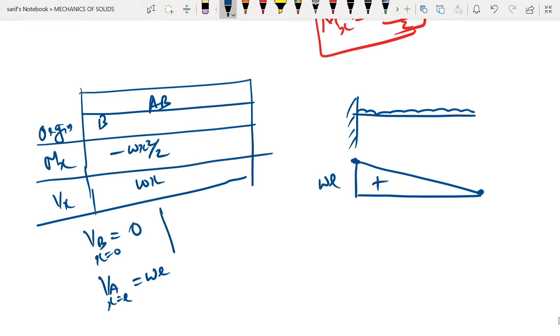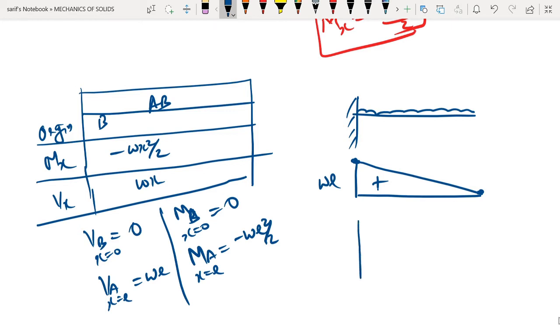Next is to draw the bending moment diagram. We have the expressions. We need to find it at B. At B, x is equal to 0. If you substitute, you will get MB is equal to 0. And at A, we have x equal to L. If you substitute, you will get minus WL square by 2. And if you look, what we are having is a quadratic variation, that is ax square plus bx plus c, and we have a negative sign. It means that it is going to be a negative parabola.